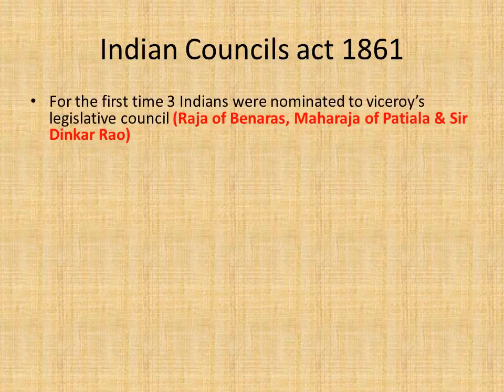As you must be remembering, we had discussed in the Charter Act of 1853 that the legislative and executive functions were separated. So the Governor General of India was given a legislative council and an executive council. Similarly, the Viceroy also had a legislative council. But initially the Viceroy's legislative council did not have any Indians. So this act for the first time introduced 3 Indians to the Viceroy's legislative council. The 3 Indians were Raja of Benares, Maharaja of Patiala and Sir Dinkar Rao.